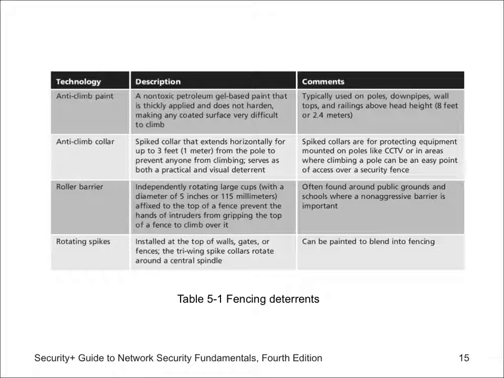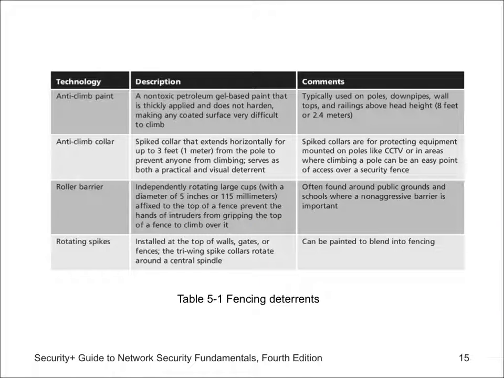Anti-climb collar is a spike collar that goes above 3 feet from the pole, preventing anyone from climbing. Spike collars are for protecting an area on poles like CCTV or in areas where climbing a pole can be an easy point of access in securing a fence. Roller barrier, independently rotating large cups with a diameter of 5 inches affixed to the top of a fence, preventing the hands of an intruder from gripping the top of a pole to climb over it.